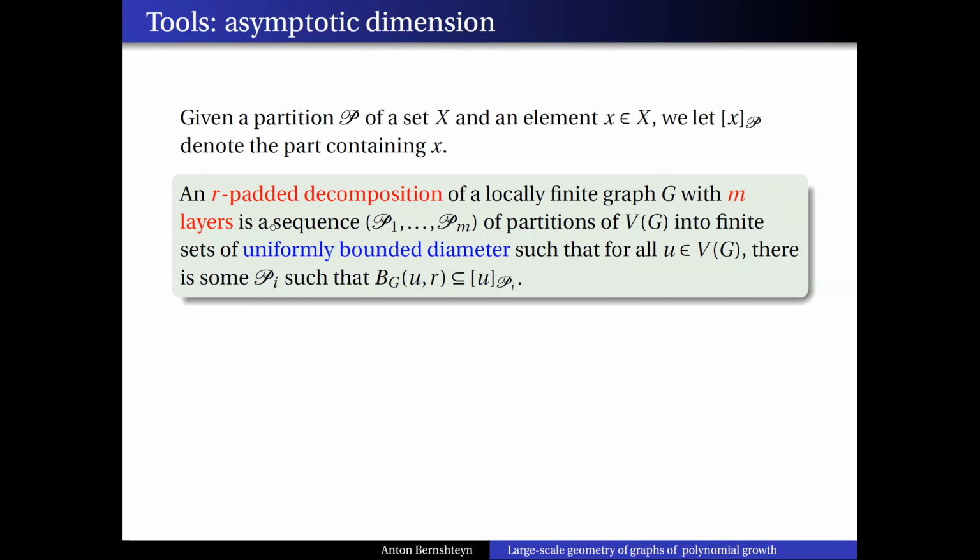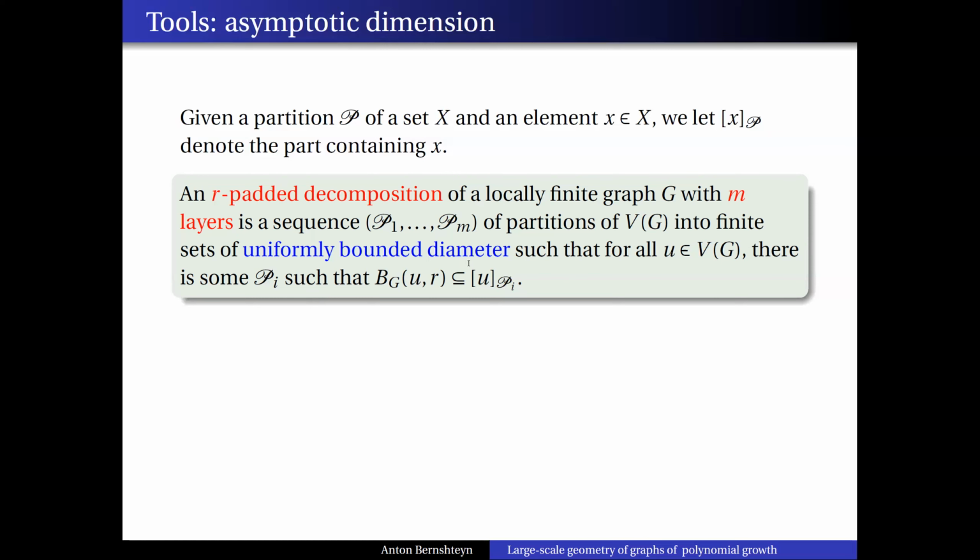We use this notion. The definition is a bit technical. I'll show you examples in the next slides. The notion of a padded decomposition. So given a parameter r, an r-padded decomposition over a locally finite graph G. Locally finite means that every vertex has finitely many neighbors. With m layers. So there are two parameters, r and m. Such an r-padded decomposition with m layers is a sequence of m partitions of the vertex set of this graph into finite sets of uniformly bounded diameter. Because G is locally finite, this implies that the sets are finite.